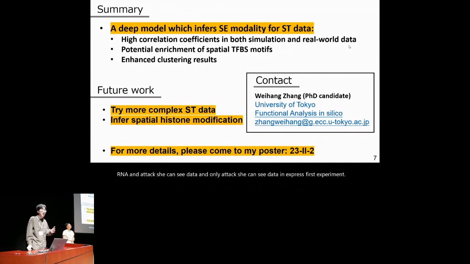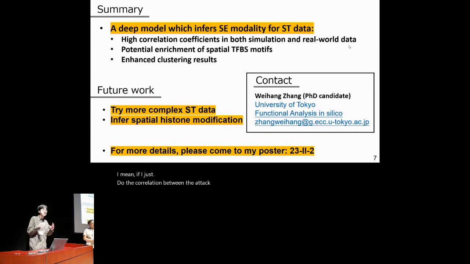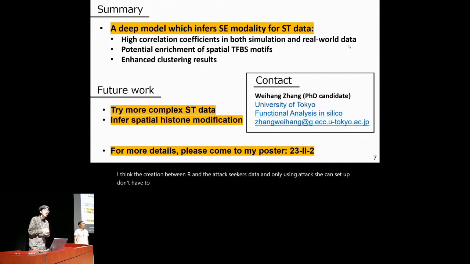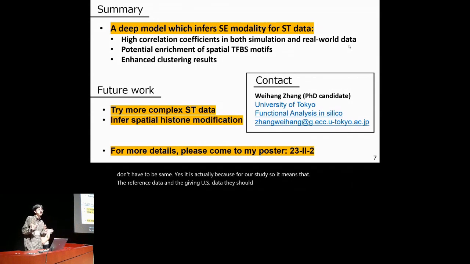You mean if I just do the correlation between the ATAC and the RNA-seq? I think the correlation between RNA and ATAC sequence data and only using ATAC sequence data don't have to be the same. Oh, yes, it is actually because for our study, the reference data and the given ST data should be from the same tissue.